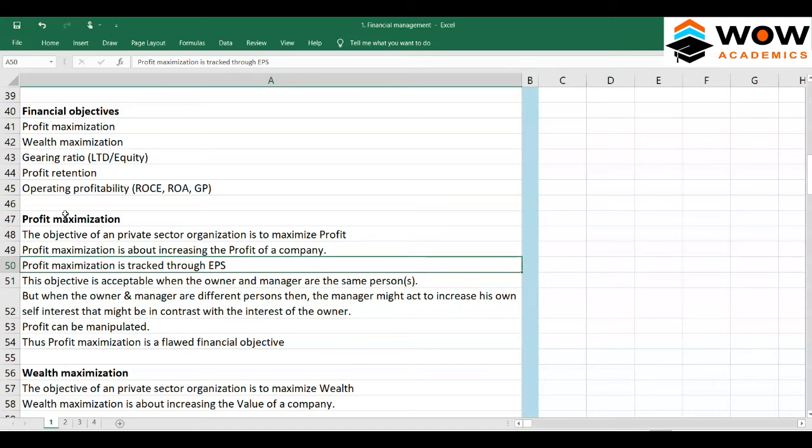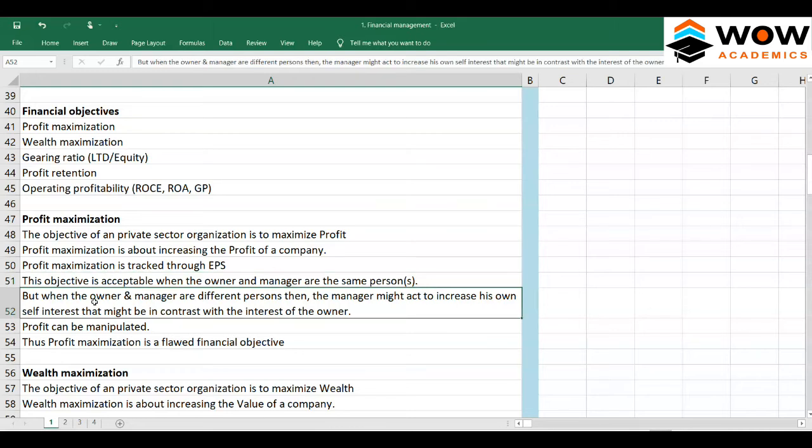The objective is acceptable when the owner and manager are the same person. When you are the owner and you are the manager of the company, then there's no problem at all, because you won't cheat your own company. But the problem arises when the owner is different and the manager is different. So you are the owner, you appointed a CEO as a person to run your company.